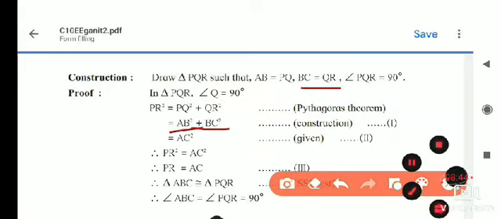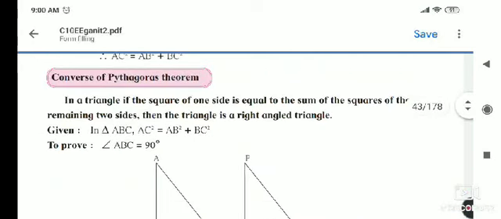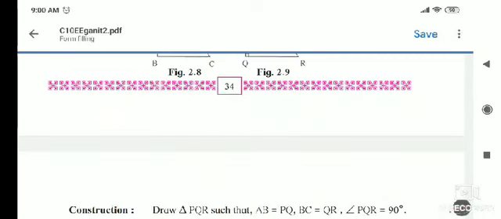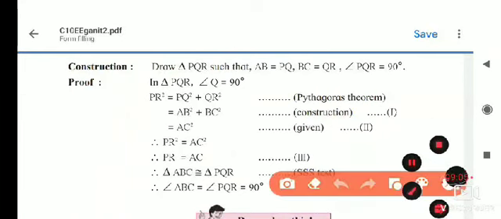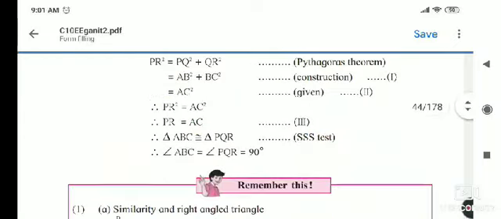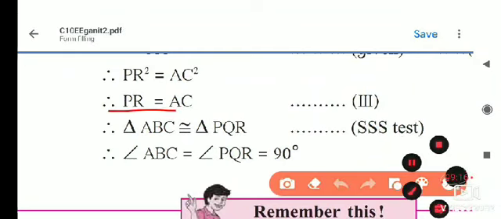So here AB square plus BC square, given inside, they gave us that AB square plus BC square is equal to AC square. So we have to replace this AB square plus BC square with AC square. Now what we got here? PR square is equal to AC square. By taking the square root we get PR is equal to AC.